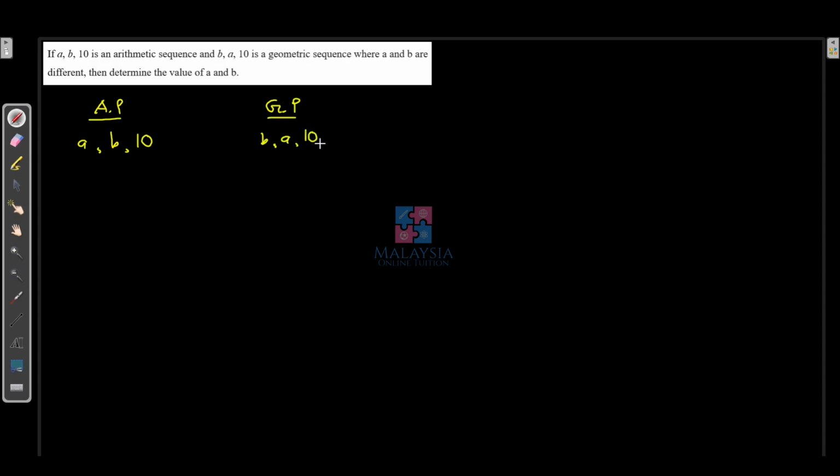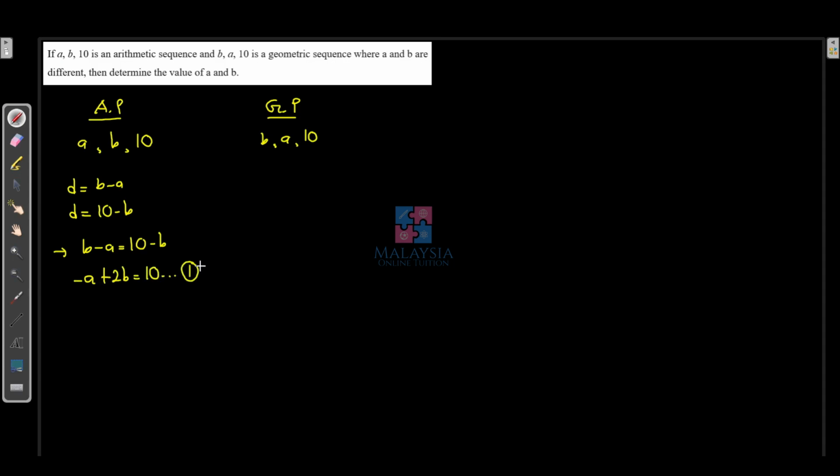Okay, so for now, what you have to understand here is that the arithmetic sequence will have D, which is the common difference. So the common difference is going to be the second minus the first term, the third term minus the second term, and so on. So in this case, we have B minus A as well as 10 minus B. So from here, we can equate them. So B minus A equals 10 minus B. So we can make this equation a linear equation. So in this case, we have negative A plus 2B equals 10, and this is the first equation.